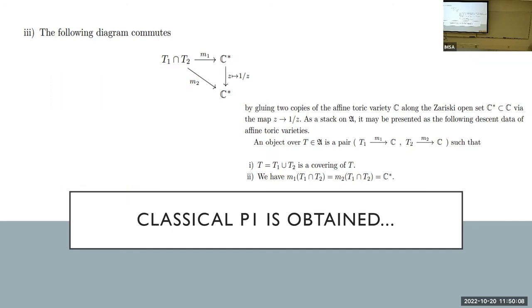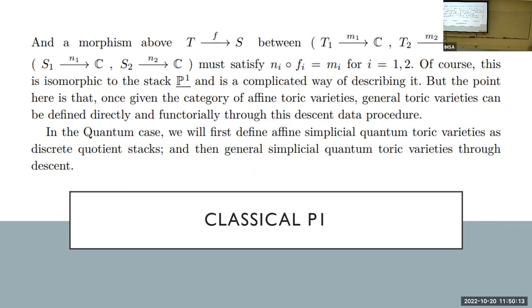Well, a morphism between this and this must satisfy this, and it was just this, to the stack P1. In this case, it's just a very complicated way of saying what P1 is. But the point here is that once given the category of affine toric varieties, general toric varieties can be defined directly and functorially through this descent data procedure. In the quantum case, we'll first define affine simplicial quantum toric varieties as discrete quotient stacks, and then general simplicial quantum toric varieties through the site, obviously.